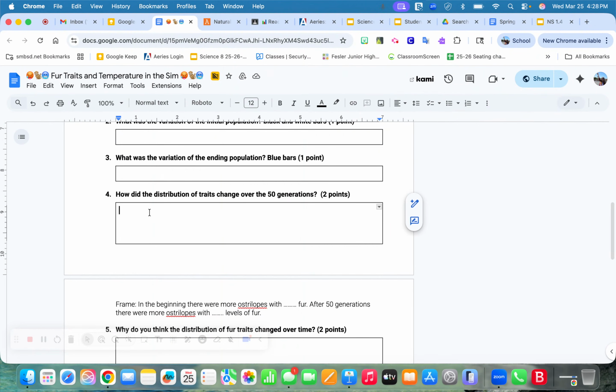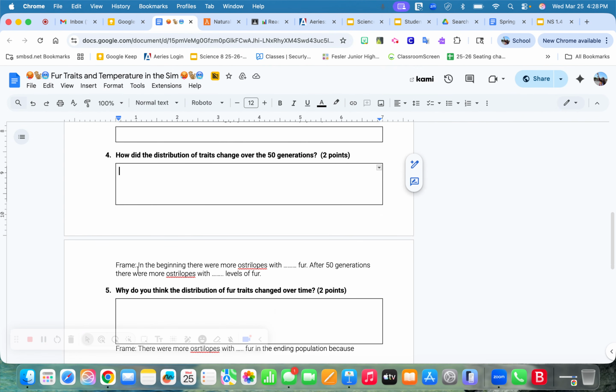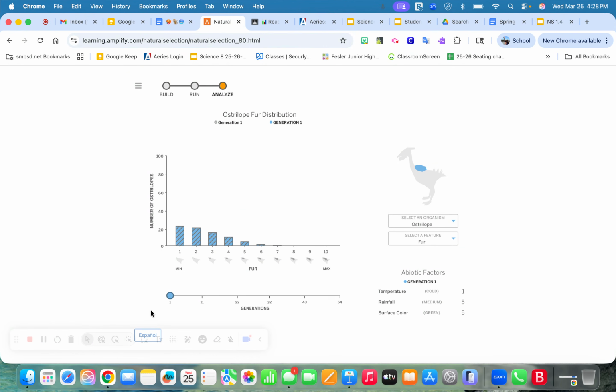Number 4. How did the distribution of traits change over the 50 generations? I did give a frame if you want to use it. In the beginning, there were more Australopes with blank fur. After 50 generations, there were more Australopes with blank levels of fur. First of all, it's always going to say that Australopes is spelled wrong because it's a made-up organism. At the beginning, where were your tallest bars? What did you have more of? At the end, look at where your blue bar is over the black and white.